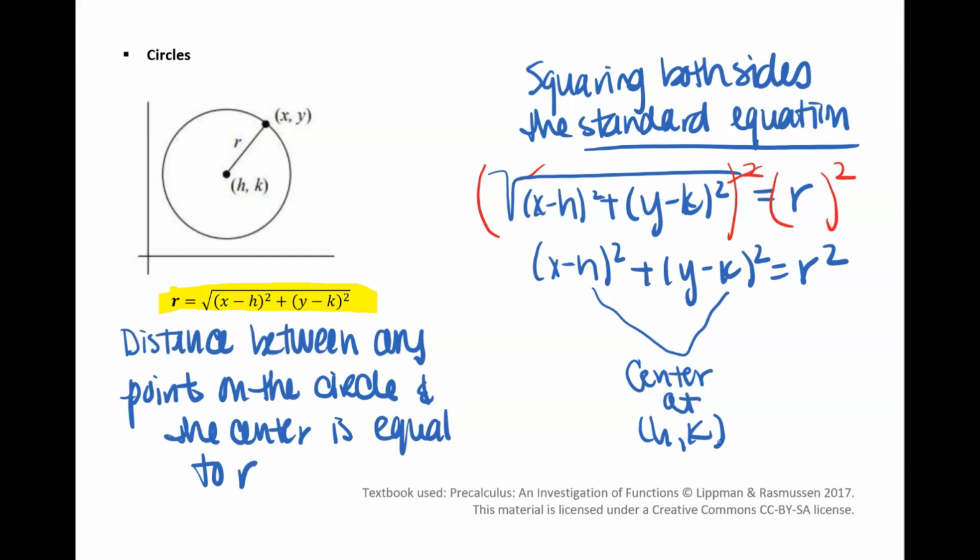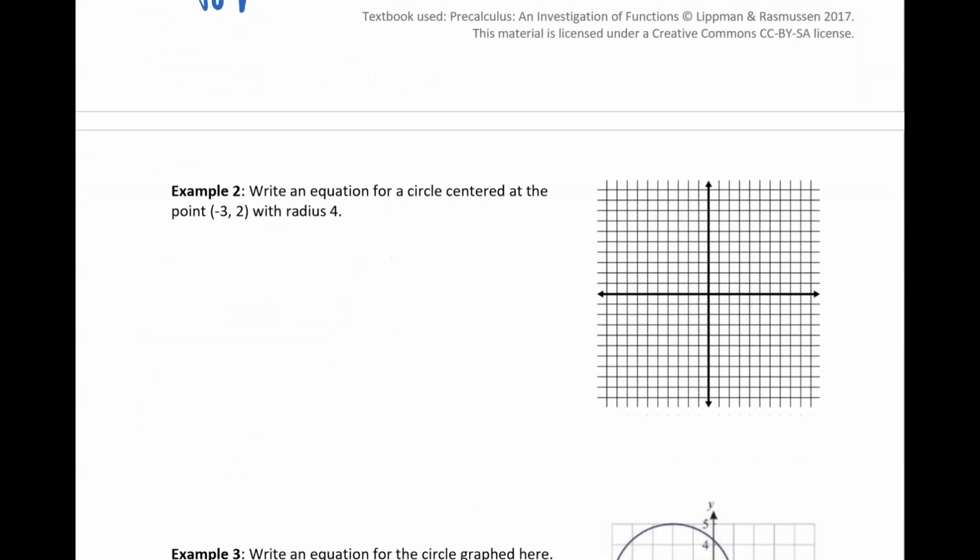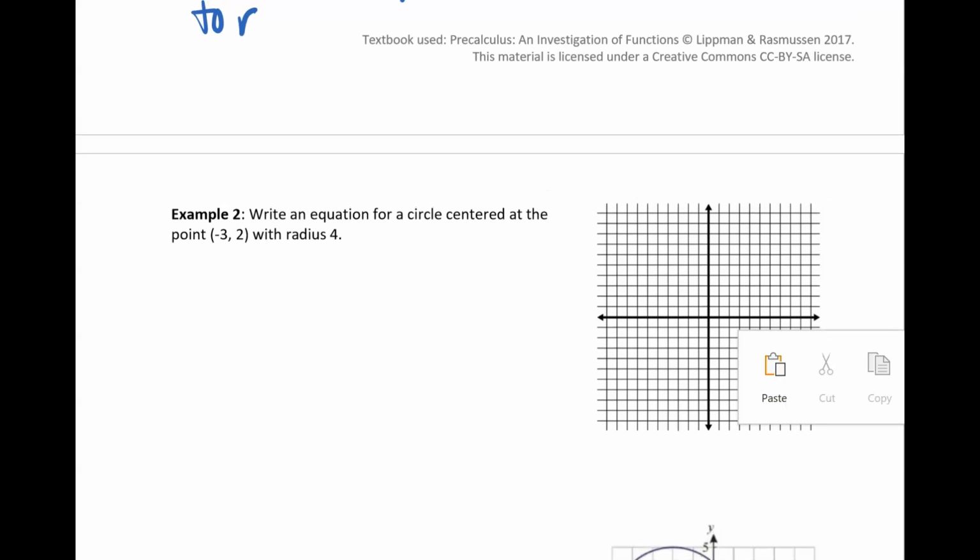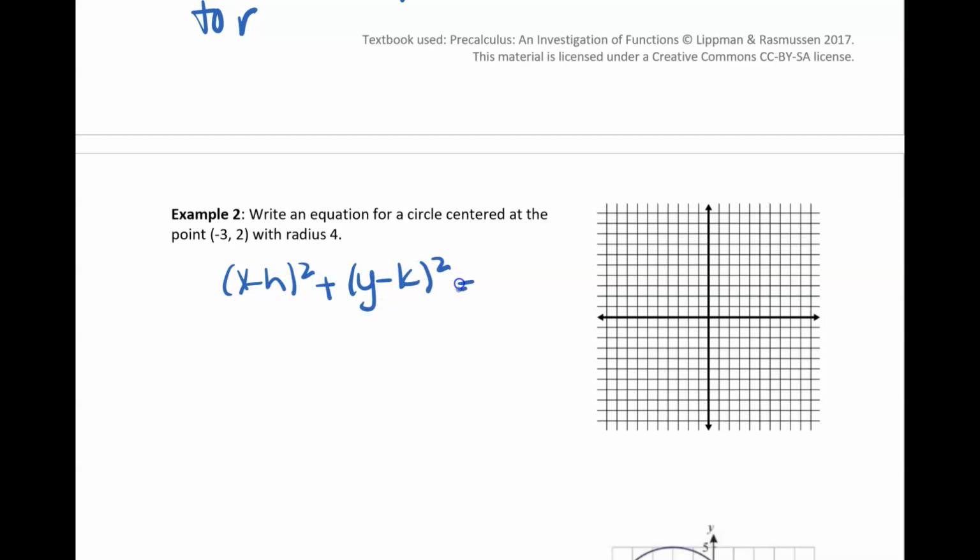And so let's take that standard equation and put it into action. It says, write an equation for a circle centered at the point -3, 2 with a radius of 4. Let's start with our standard equation that we just wrote down: (x minus h) squared plus (y minus k) squared equal to r squared. We want to write an equation for a circle that is centered at -3, 2. So 1, 2, 3, 2. There's -3, 2. And has a radius of 4. So 1, 2, 3, 4. There's my radius. So there's my circle.